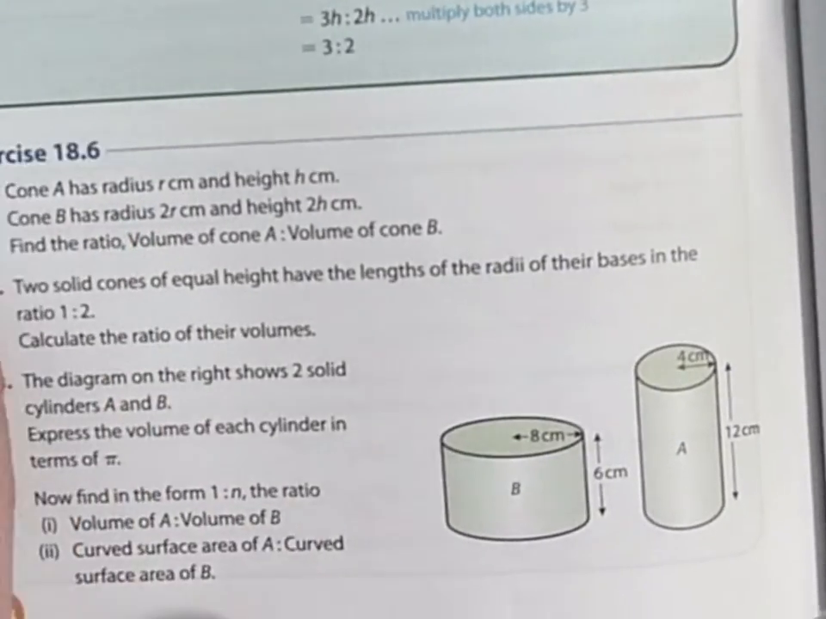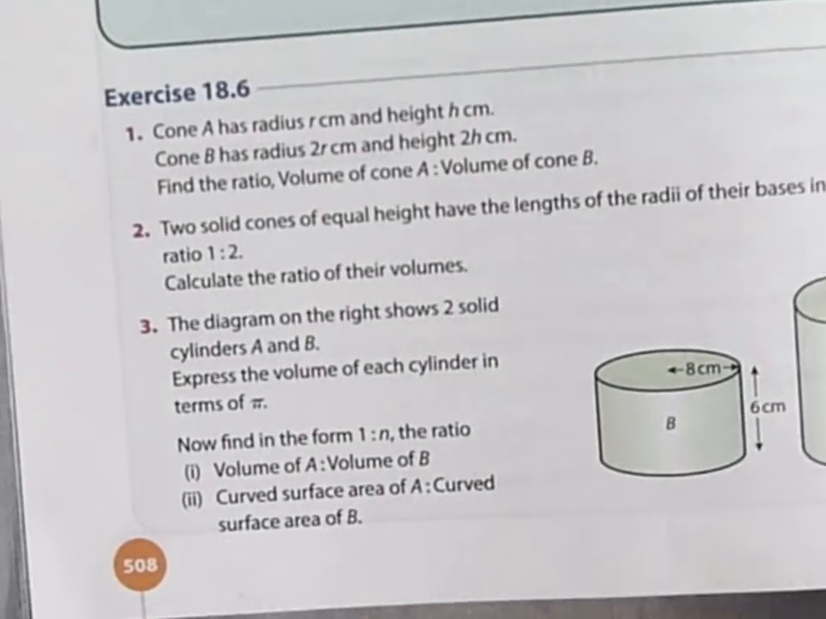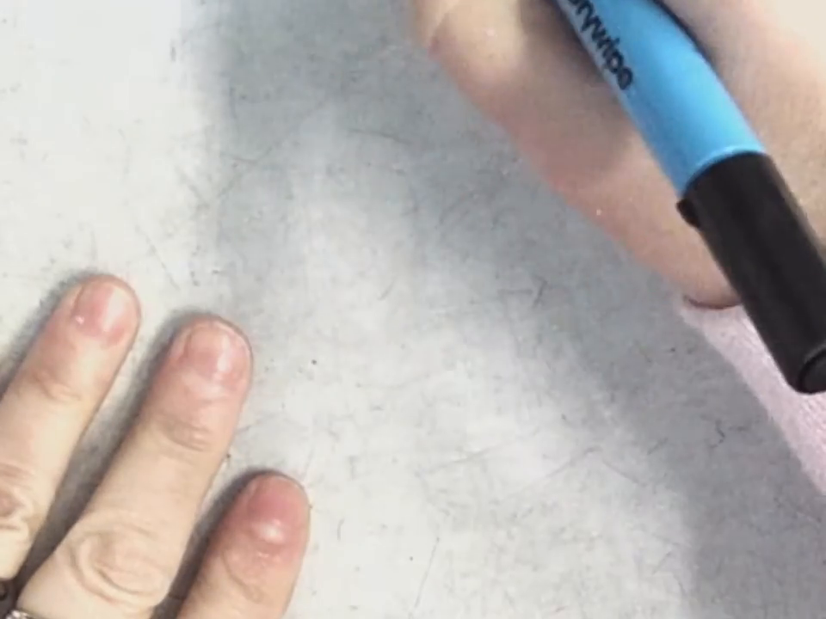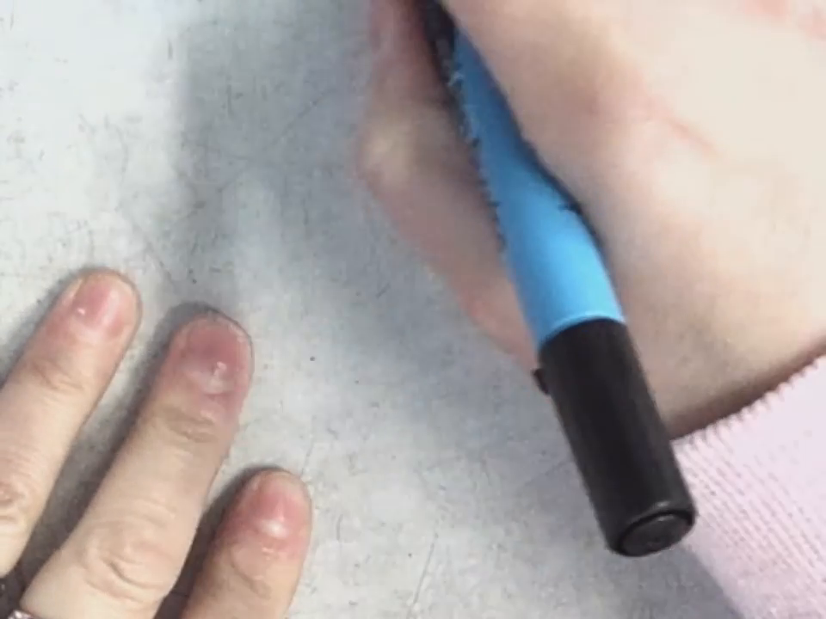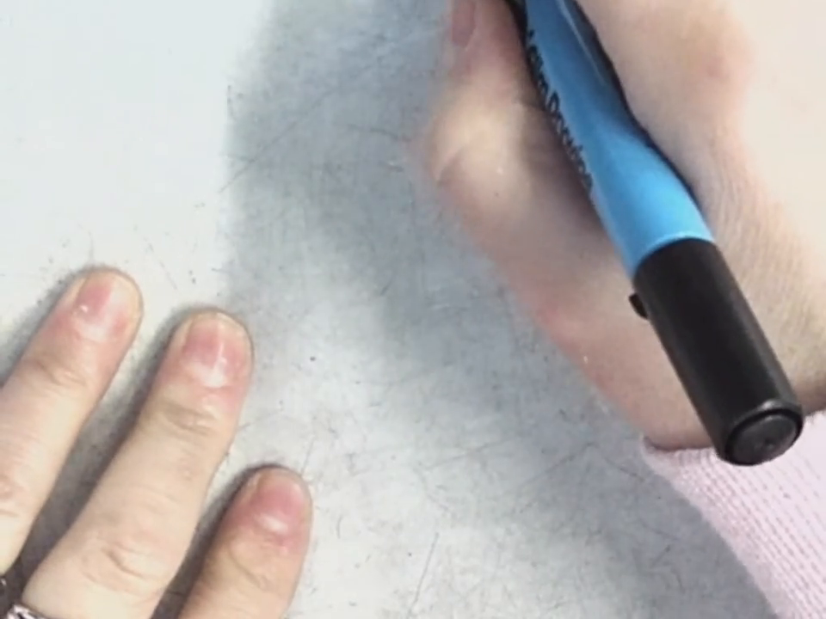Cone A has a radius R and a height H. Cone B has a radius 2R and a height 2H. So listen, I love a picture. To me, a picture tells 1,000 words. Okay, so here's cone A.